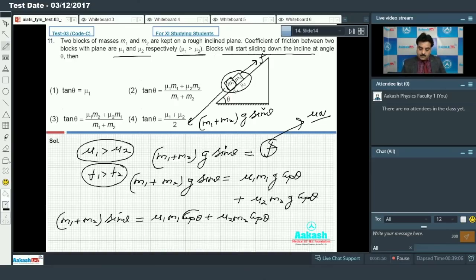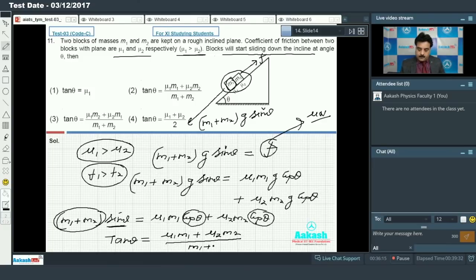अब आप देख सकते हो कि अगर मैं cos थीटा को कॉमन लूं और उसको राइट से लेफ्ट में ट्रांसफर करूं तो I will get sin theta upon cos theta. So that will give you tan theta. So tan theta is equal to (mu1 m1 plus mu2 m2) divided by (m1 plus m2). So this is the value of tan theta. On the basis of that we can say my option number 2 is correct.